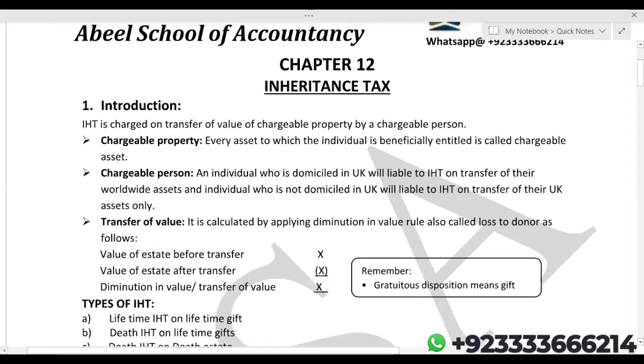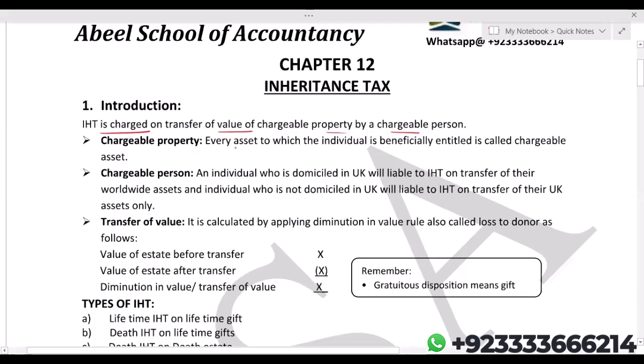Let's see. IHT is charged on the transfer of value of chargeable property by a chargeable person. The basic concept is that IHT comes into action only when one individual, that is the donor, has given a gift to another person. That could be an individual donee, or the donee could be a trust. So we'll discuss everything. IHT is charged on the transfer of value of chargeable property by a chargeable person.